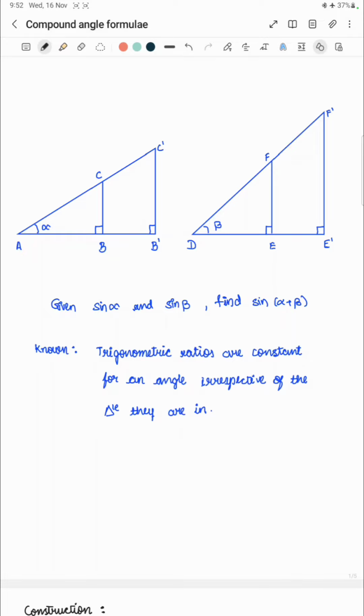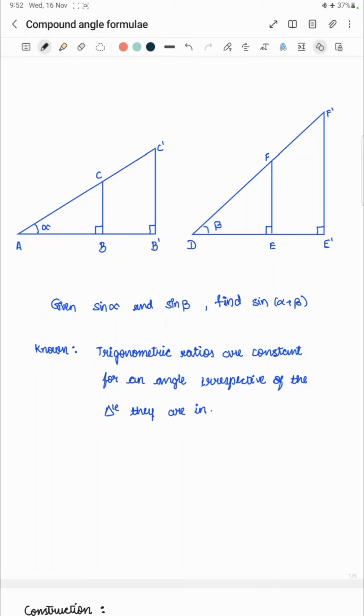angles. And yeah, let's be generous. Let's deal with cosine angles as well. So for the sake of simplicity, we'll prove the compound angle formula for acute angles in this video. Now that we have set the stage, let's see what is given.